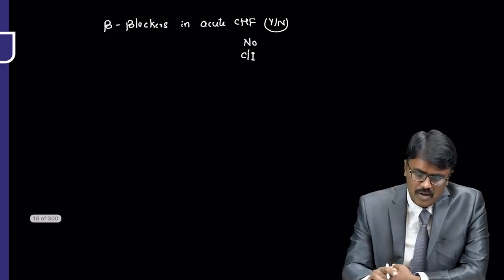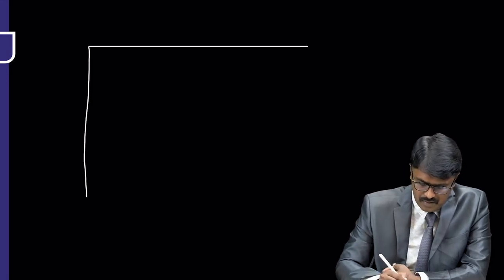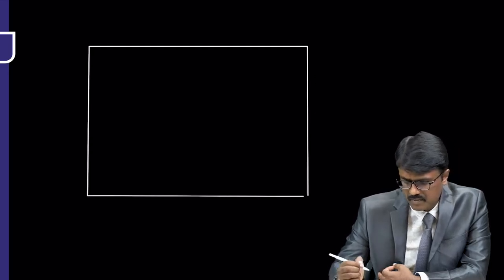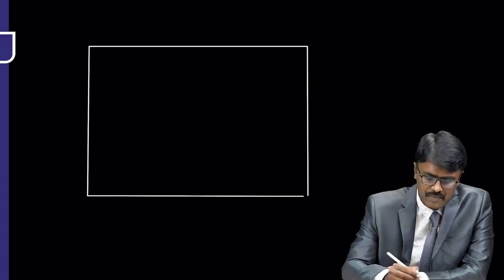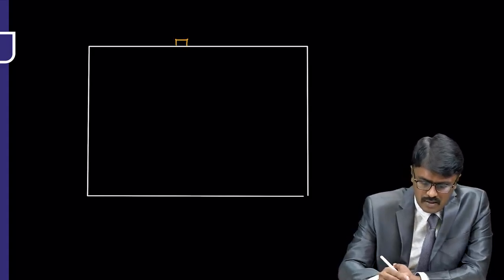Now, to understand the drugs which increase the force of contraction, let me draw the diagram of the cardiac myocyte. This is the cardiac myocyte. Now, in the cardiac myocyte, the receptor that is present is the beta 1.